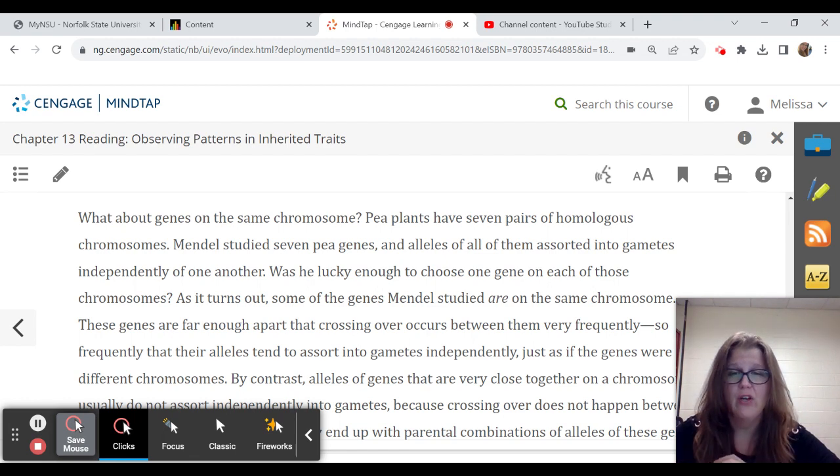exchanged during crossover. If you remember, crossing over happens during prophase 1 of meiosis 1, and it's when these homologous chromosomes match up and they swap genetic information. So the further apart they are in the chromosome, the more likely they are to cross over and be swapped. But if they're closer, they're usually not switched out.